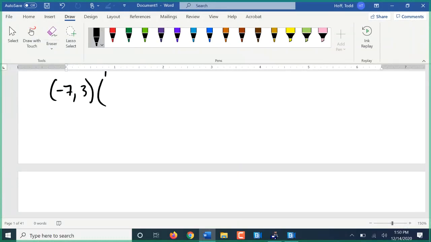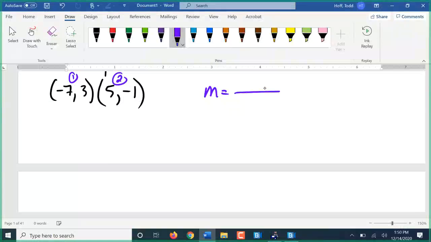We might have the points -7, 3, and 5, -1. All we have to do is label our points 1 and 2. Our slope, again, remember m is our abbreviation for slope, is y2, so that's point 2, the y-coordinate, which is -1, minus y1, point 1, the y-coordinate, which is 3, over x2, point 2, the x-coordinate, which is 5, minus x1, point 1, the x-coordinate, which is -7.